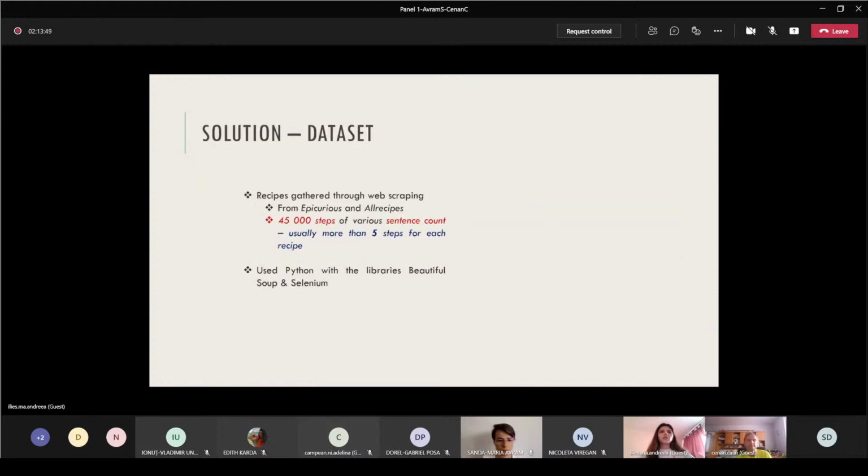In my solution, I used a dataset gathered from Epicurious and AllRecipes. I used Python with the libraries Beautiful Soup and Selenium. There were 45,000 steps, and each recipe has a various sentence count.